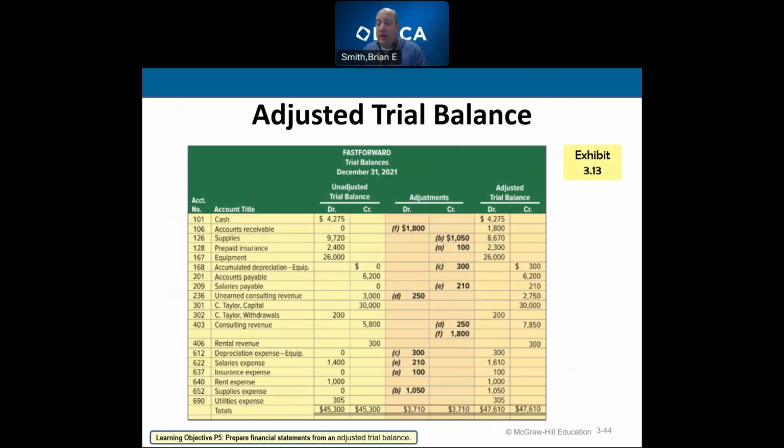Okay. Now keep in mind there is a cash flow statement. I don't teach it in this class. It is a financial statement, and you will learn it in Accounting 112.